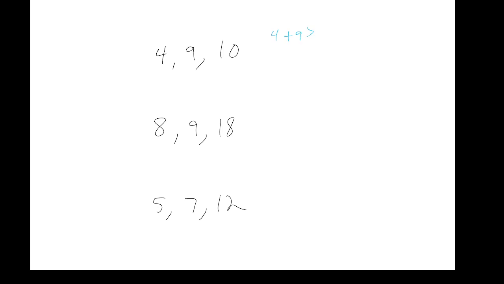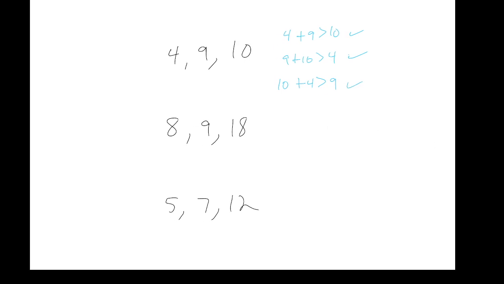Is 4 plus 9 greater than 10? Yes, it is. 13 is greater than 10. Is 9 plus 10 greater than 4? Obviously, right? Both 9 and 10 are individually greater than 4, so the sum of them has to be greater, correct? And then, of course, we have 10 plus 4. Is that greater than 9, right? 10 is already greater than 9, so all those values check out. This is a possible triangle.